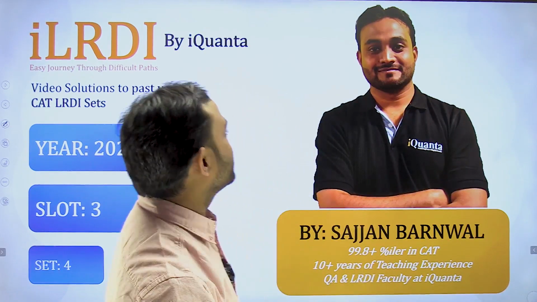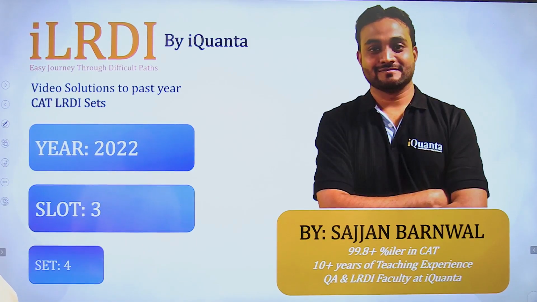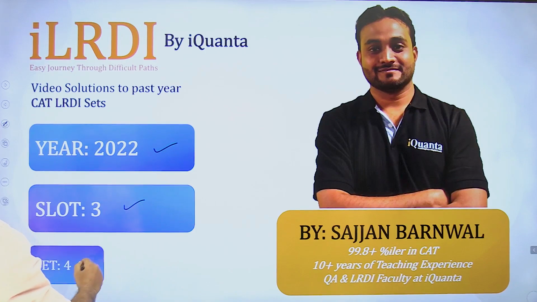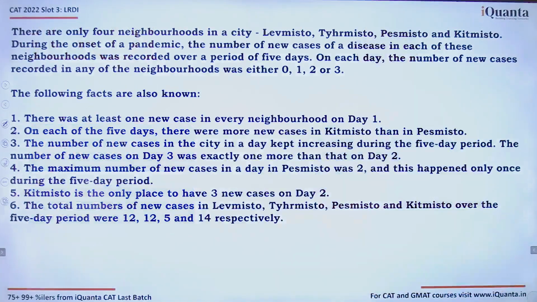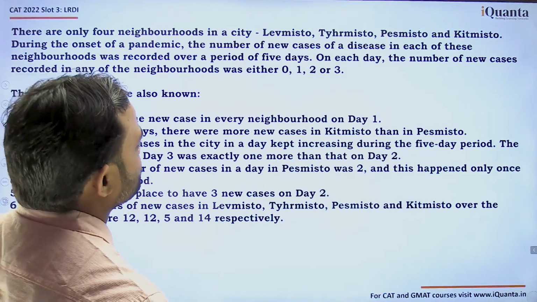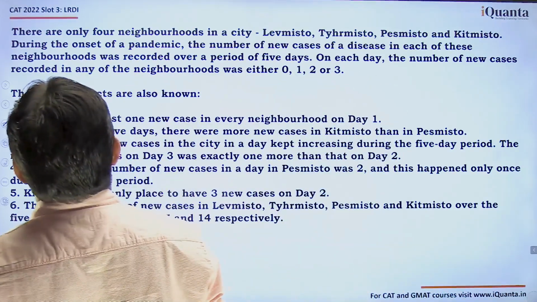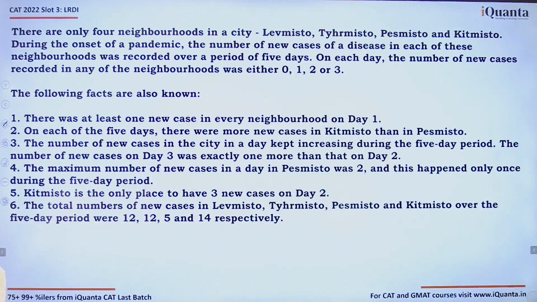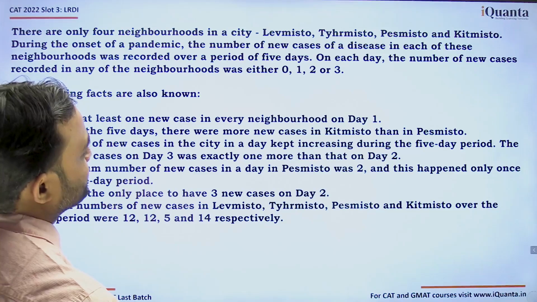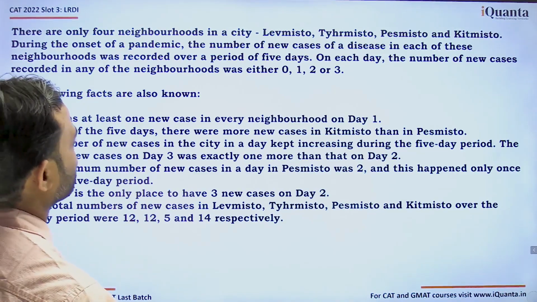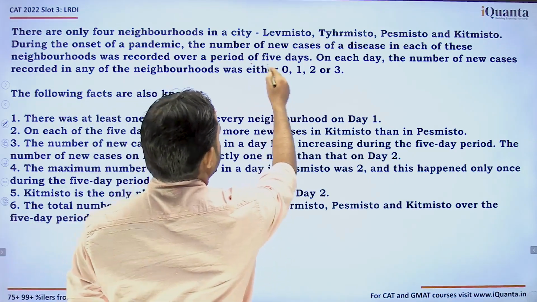So let's continue with our iLRDI series, and today's set is from CAT 2022, third slot, fourth set. This set is regarding there are only four neighborhoods in a city: Levmisto, Tiremisto, Pesmisto, and Kitmisto. During the onset of a pandemic, the number of new cases of a disease in each of these neighborhoods was recorded over a period of 5 days.